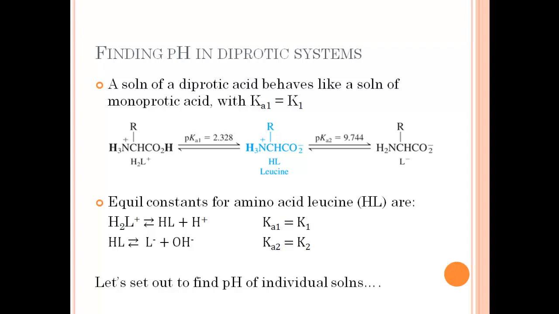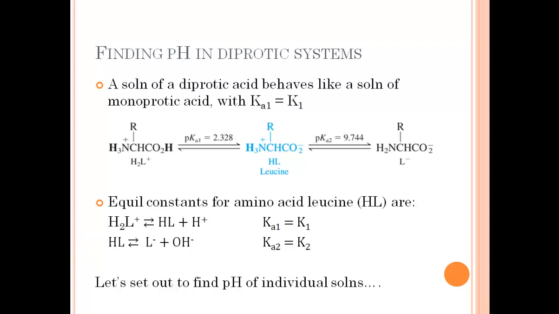So if I wanted to write the equilibrium constant for this amino acid, HL, I would start with the most protonated form, which would be, of course, H2L+, because it has two acidic protons. So the first one has a pKa of 2.328, and that's the proton on the carboxylic acid. But anyway, if we start with the most protonated form, it would be H2L+, dissociates to HL plus H+, and that's your K1. What would be the second dissociation constant? It would be taking that HL and dissociating that. So it would be L- plus OH, and that's your K2.